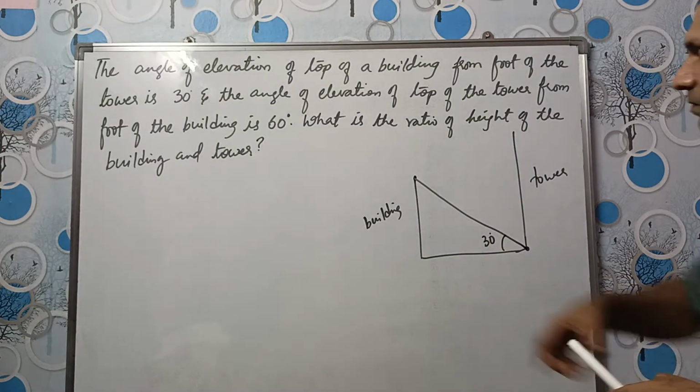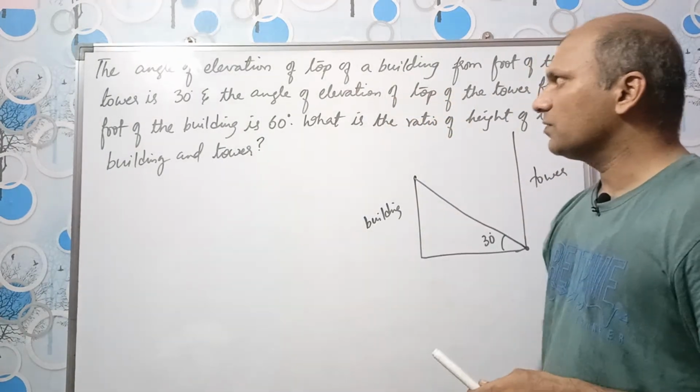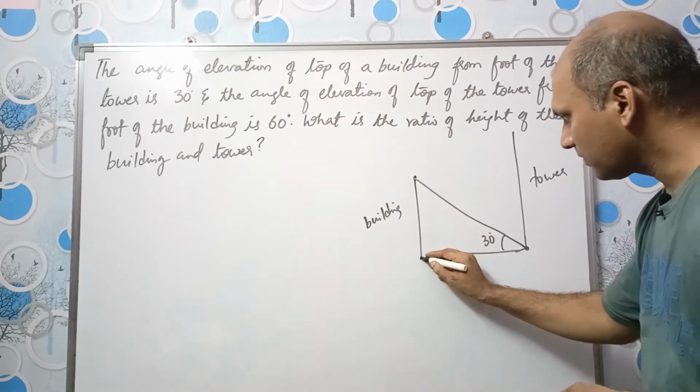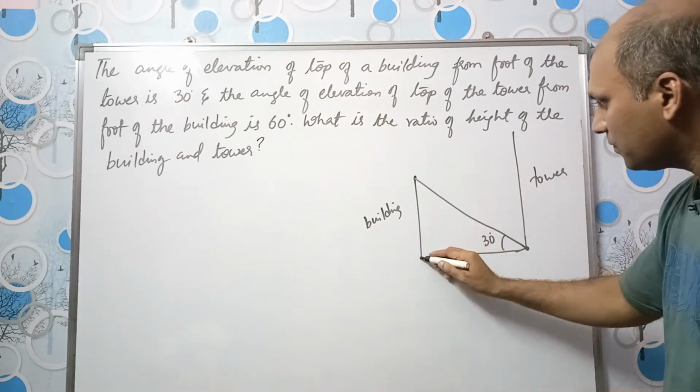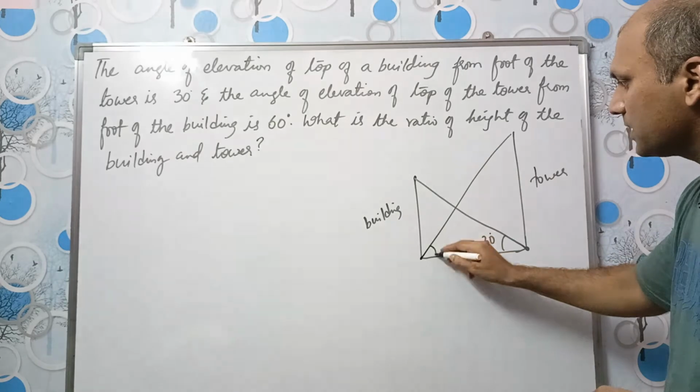Okay. And the angle of elevation of top of a tower from foot of the building is 60 degrees. Somebody is observing the top of a tower from foot of the building and the angle of elevation is how much? 60 degrees. Alright.